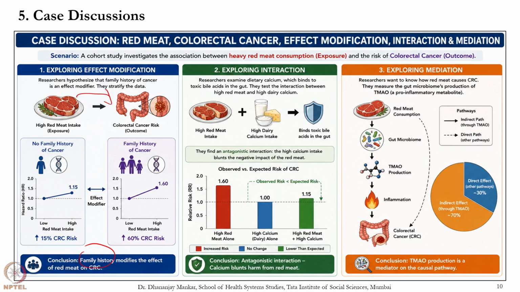So now we will go on to understanding exploring the mediation. Researchers want to know how red meat causes colorectal cancer. So they measured the gut microbe production of TMAO, a very pro-inflammatory metabolite: red meat consumption, gut microbe, TMAO production, inflammation and colorectal cancer. So what are the pathways? Indirect path and direct path. What is the conclusion? TMAO production is a mediator on the causal pathway.